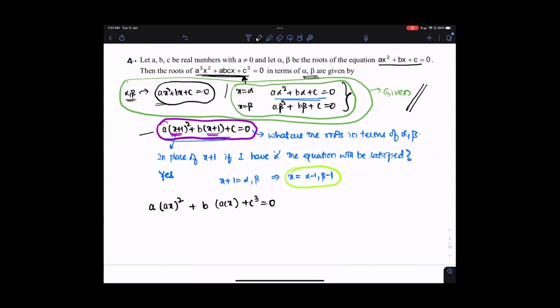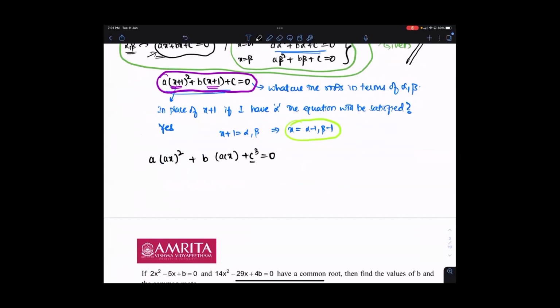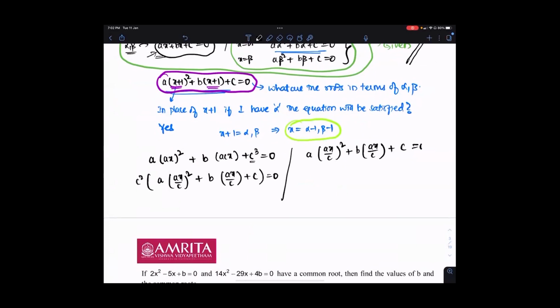Or you can say the ax square plus bx plus c form, because of the constant. Make the constant c. How to make the constant c? Divide by c square. Take c square common. What do we get? c square into a times ax by c whole square, plus b times, if you take c square common, one c will be gone, ax by c plus c equal to 0. So basically a times ax by c whole square plus b times ax by c plus c equal to 0.